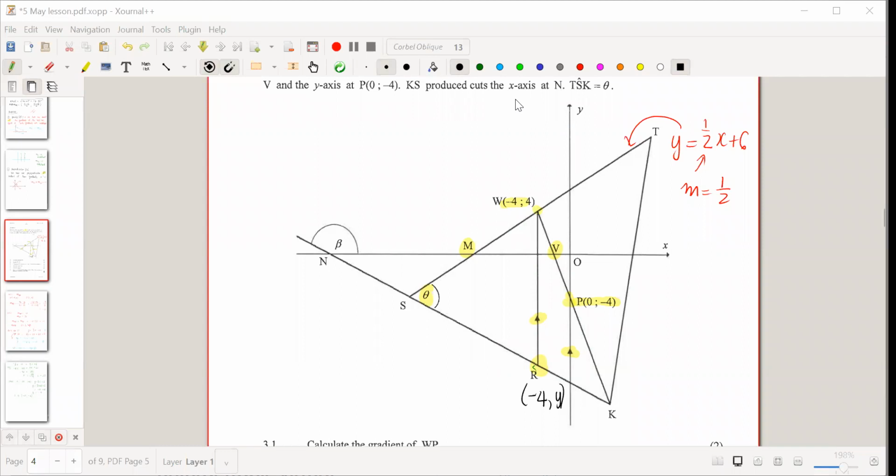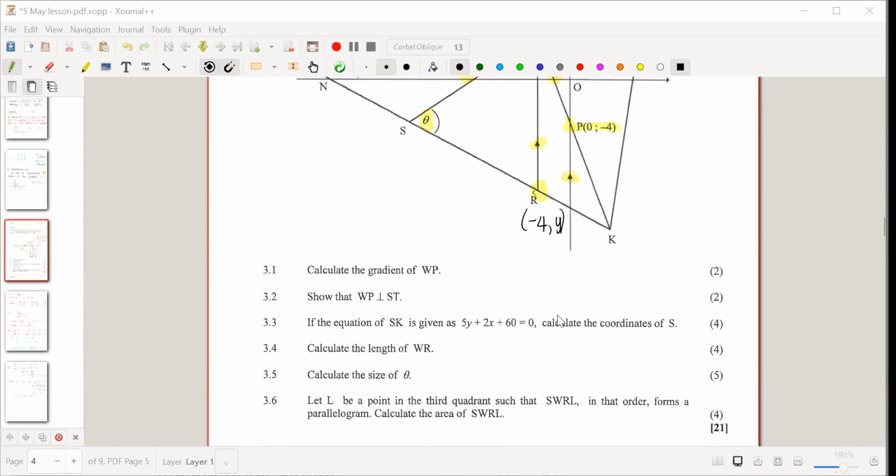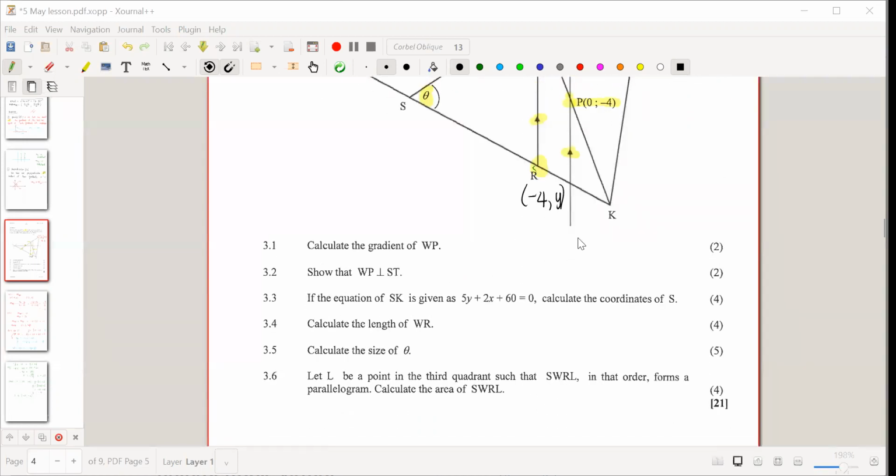Someone wants to just relook at the question. Perfect. The question says, calculate the length of WR. So of course, in order to calculate the length of the line segment, we know we're going to use the distance formula. But before we use the distance formula, we need to find out the coordinates of R, right? And we're halfway there because we know that the x coordinate of R is -4, but we don't know what the y coordinate is. Can we calculate that? Yes, wonderful. Someone said substitute the x value of R into the equation of SK because we were told what SK is. So that's good. So let's go back and calculate the y value of R.